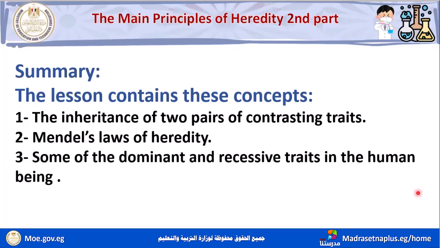In this lesson, these concepts: number one, the inheritance of two pairs of contrasting traits. Number two, Mendel's laws of heredity. Number three, some of the dominant and recessive traits in the human being.